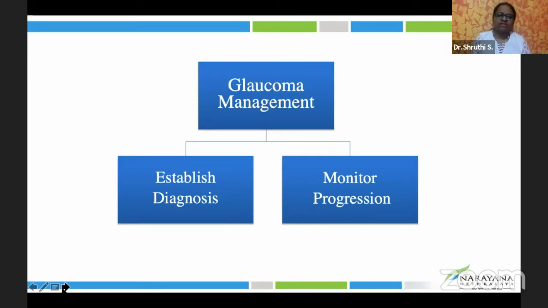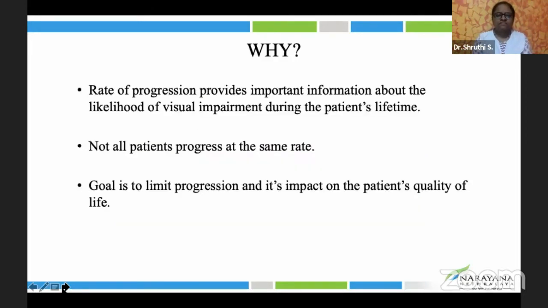It has an important role in glaucoma management, as it helps to retain the quality of life. The quality of life is more affected in glaucoma since the fields are progressing. So why the progression? Because the rate of progression provides important information about the likelihood of visual impairment during the patient's lifetime. Guidelines suggest that we have to determine the rate of progression before starting the management.